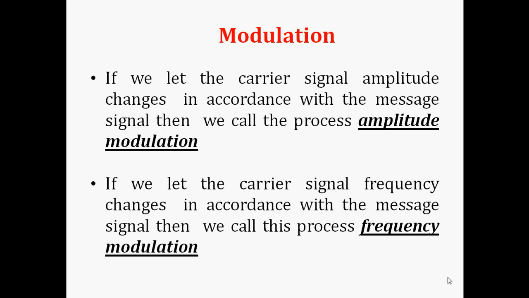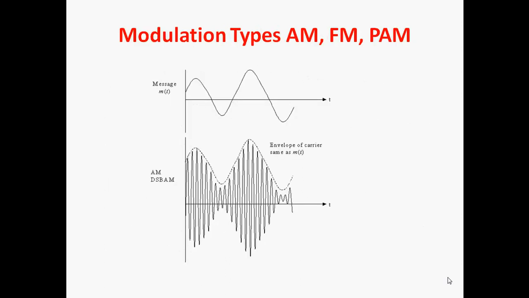If we let the carrier signal amplitude change in accordance with the message signal, then we call the process amplitude modulation. And if we let the carrier signal frequency change in accordance with the message signal, then we call this process frequency modulation.